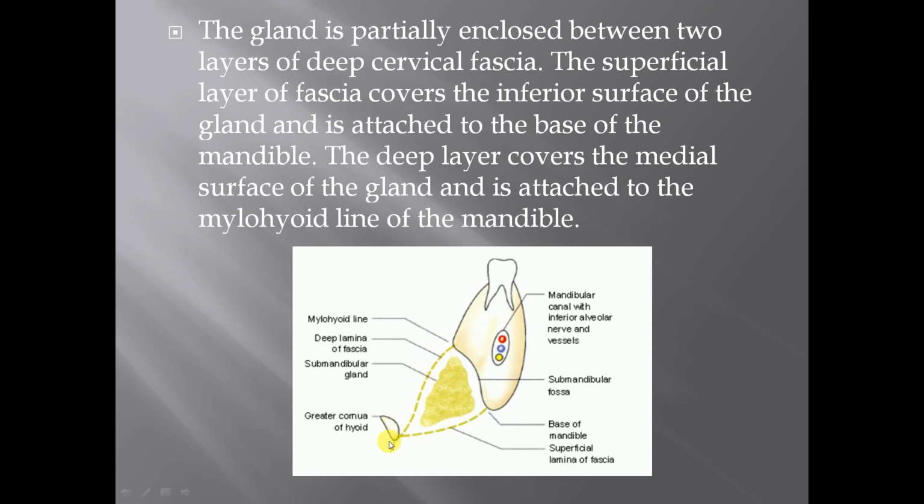So the gland is partially enclosed between the two layers of the deep cervical fascia, the superficial layer and the deep layer. The superficial layer covers the inferior surface of the gland and gets attached to the base of the mandible, while the deep layer covers the medial surface of the gland, and it is attached to the mylohyoid line of the mandible.